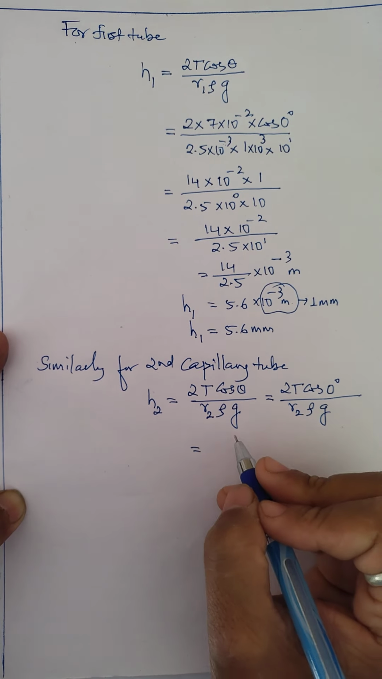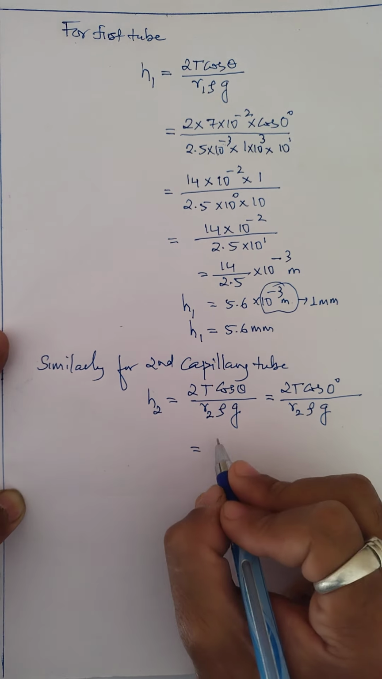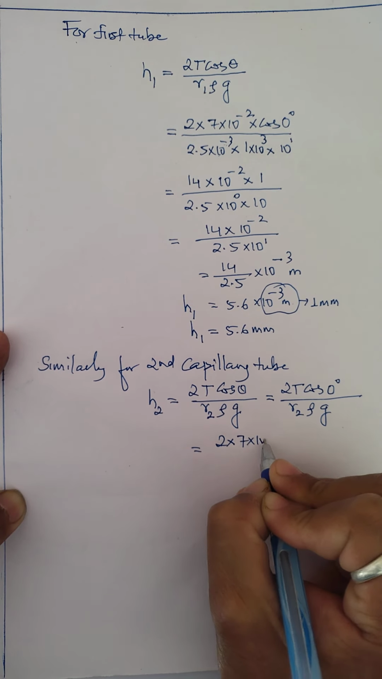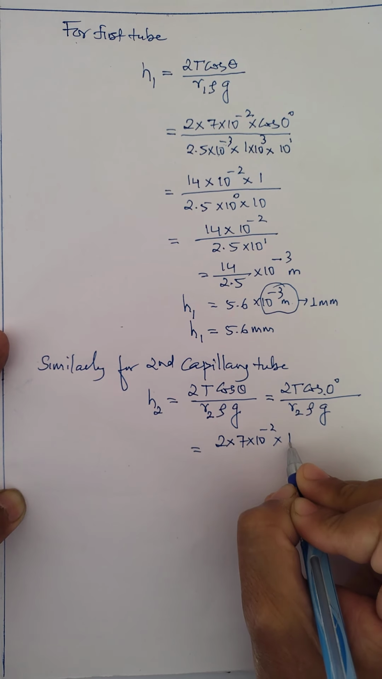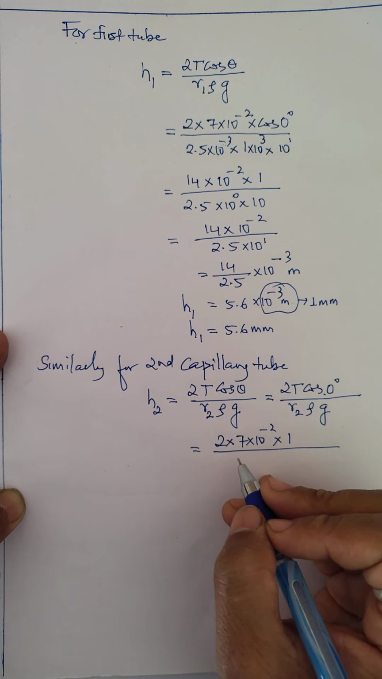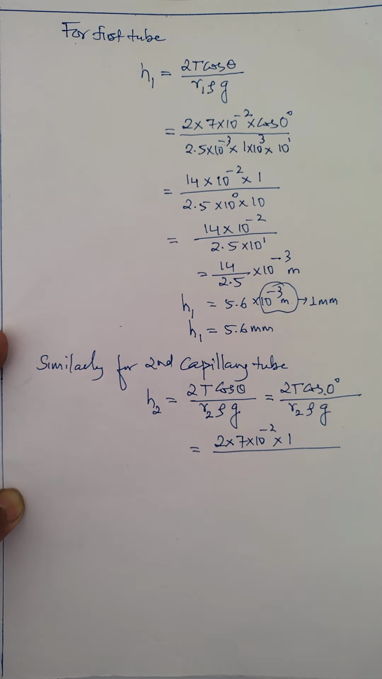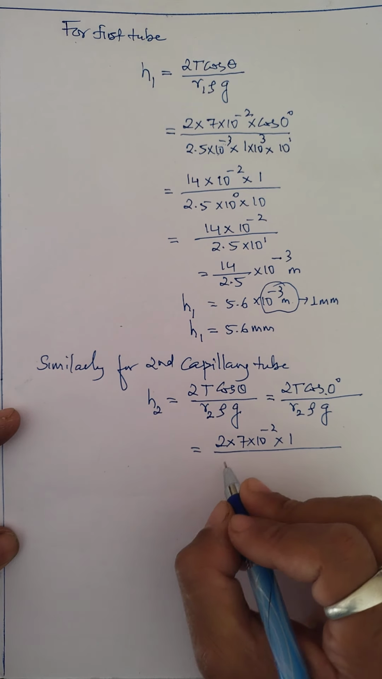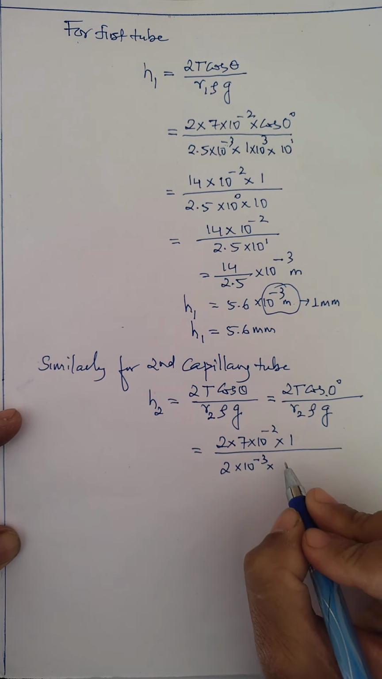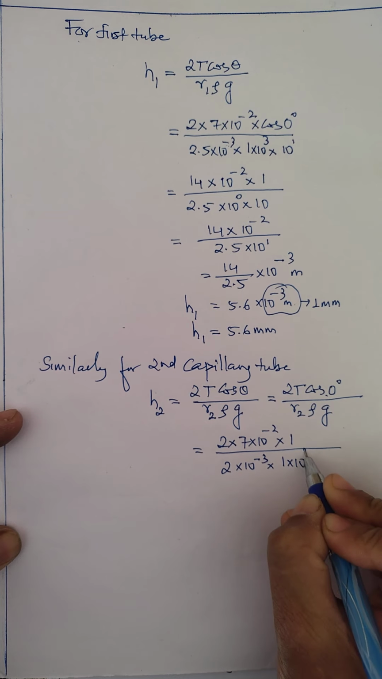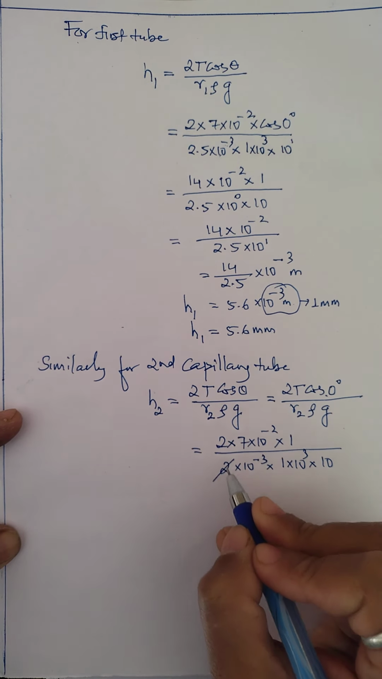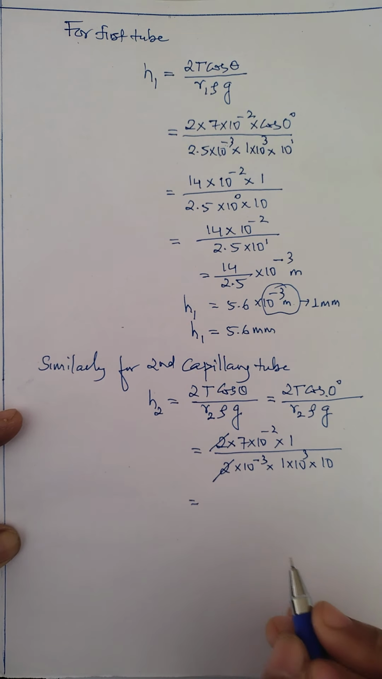Okay, so let's do the calculation for this question also. 2T, T again same, 7 into 10 to the minus 2, cos 0 degree is 1, by r2. Now what is the radius? The second radius that we have calculated is 2 into 10 to the minus 3, into the density of water, which is same, 1 into 10 to the power 3. Okay, and the gravity value is 10. So we can cancel 2. Okay, so it will be how much now?